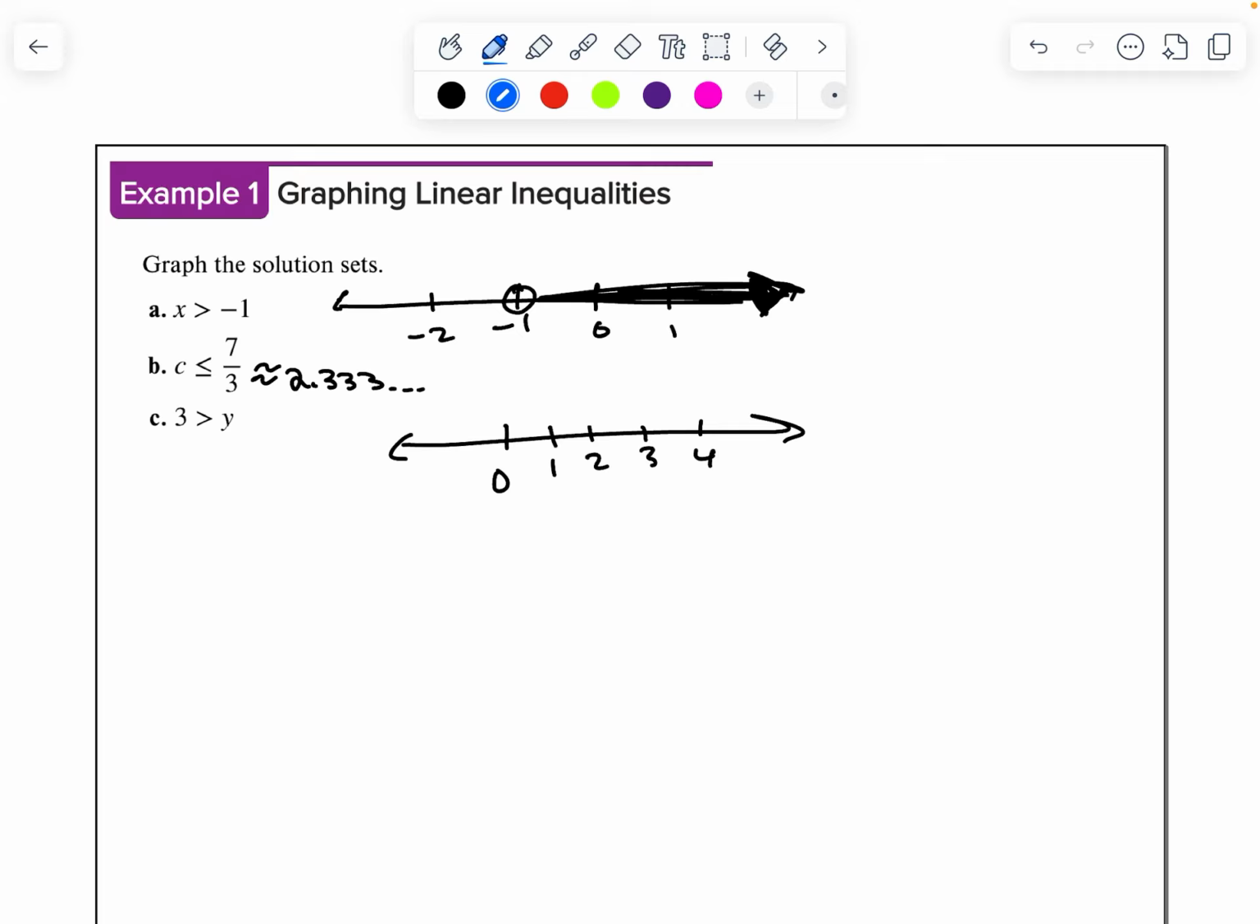And I'm going to have a closed circle because it's greater than or equal to. I'm sorry, it's less than or equal to. This symbol right here is less than or equal to. Being less than or equal to, I'm going to shade to the left.